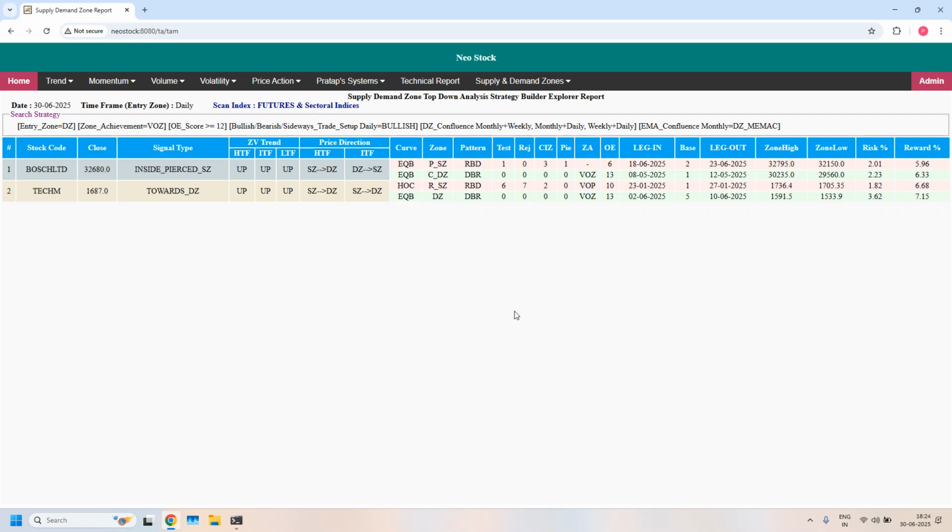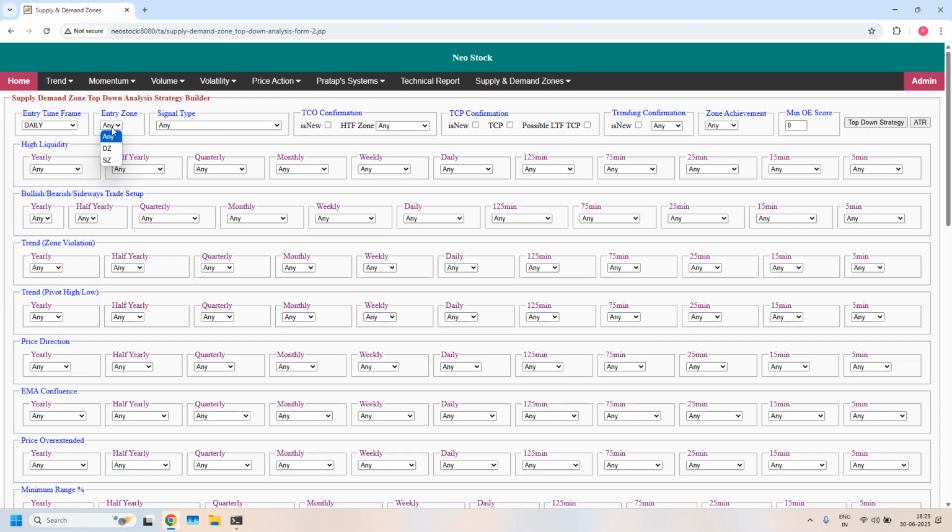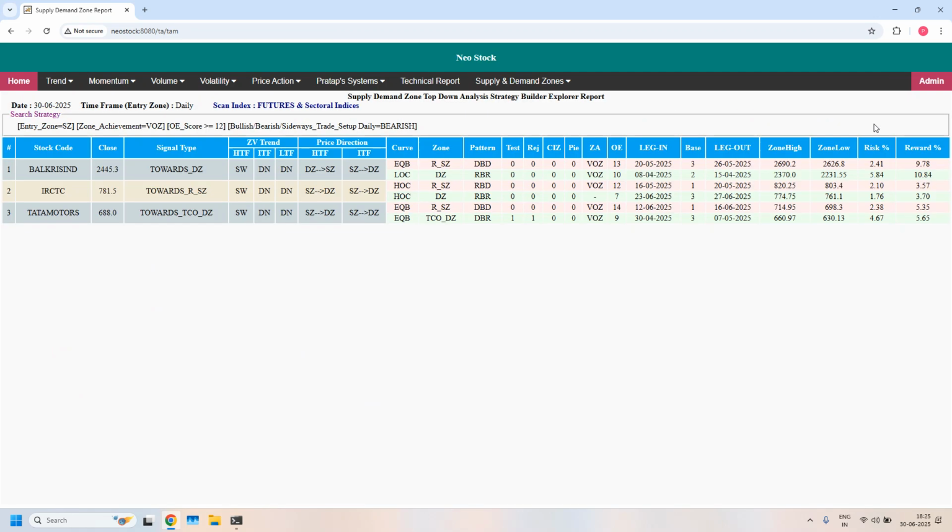Similarly, we will generate bearish trade setup for monthly income trade. Entry time frame daily, entry zone supply zone. Here bullish or bearish at daily, I am selecting bearish. Zone achievement violated opposing zone. Minimum order enhancer score 12. Let's filter. We got 3 stocks.